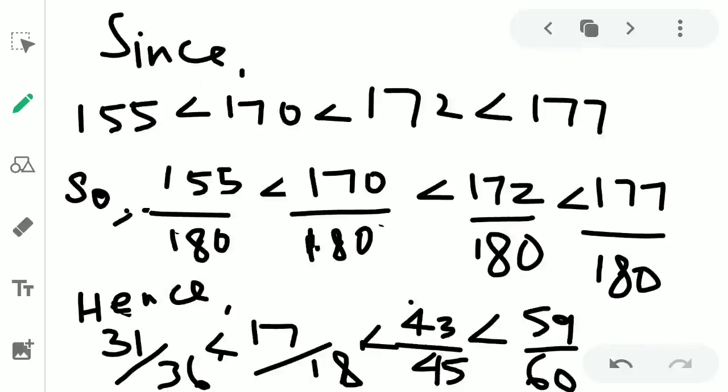Since they have asked for ascending order, we have to arrange it, right? So we take 155, 170, 172, and 177 is the highest, all divided by 180. When I divide totally, you will get the same fractions as in the question. But they should be arranged in ascending order.